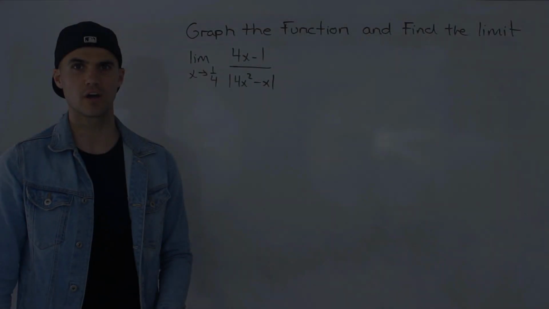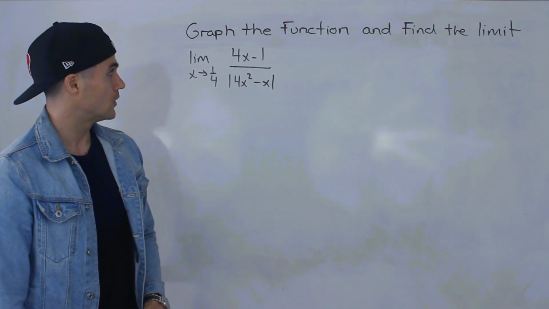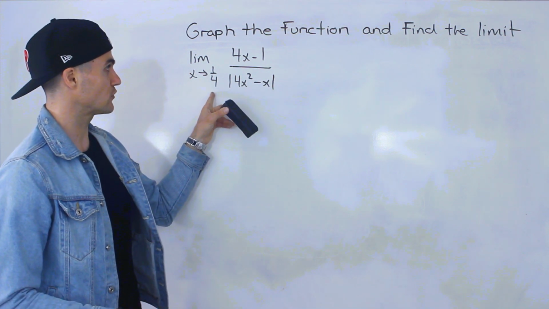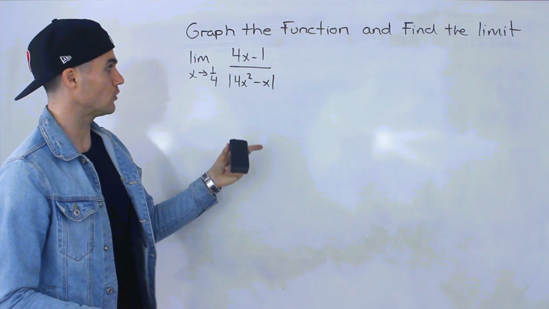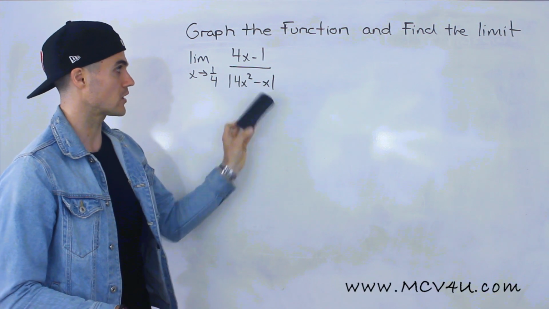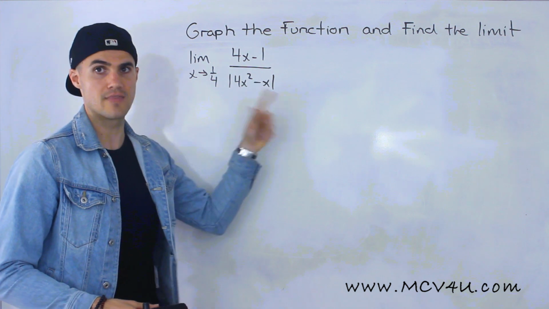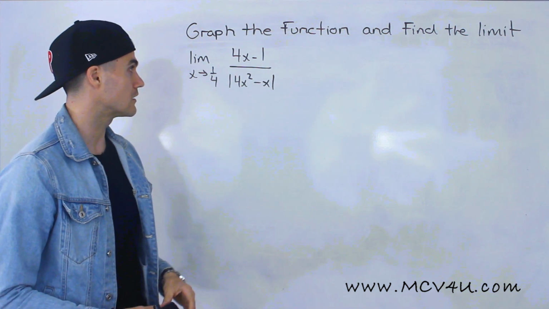Welcome back, everyone. Moving on to the next video, we have another limit to solve. So we got the limit as x approaches 1 over 4 of 4x minus 1 all over the absolute value of 4x squared minus x. So we actually have to graph this function first and then find the limit.